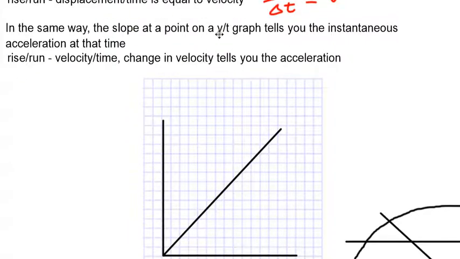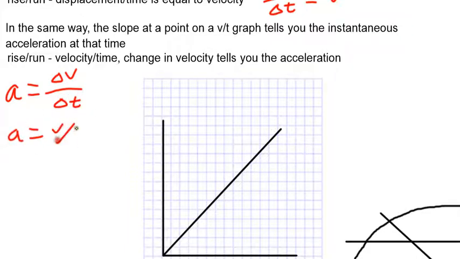The slope at a point on a VT graph tells you the instantaneous acceleration at that time. And this will be another new equation for you. So we have the acceleration is going to be equal to the change in velocity over the change in time. This is commonly written as a = Δv/Δt. And remember, this Δv is the change in velocity. So acceleration is equal to the change in velocity over time.